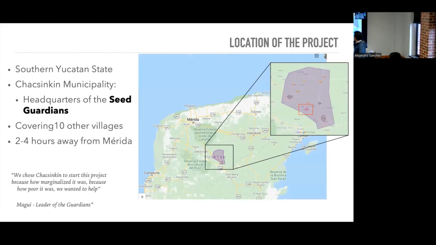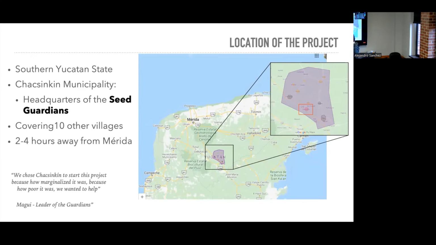Like I said, southern Yucatán state. This is the Yucatán Peninsula. From here is Yucatán, is Campeche, and my location is here, 2 to 4 hours away from Mérida. Why do I say 2 to 4 hours? Because if you're driving a private car, it's 2 hours, but if you're taking a bus, it's 4 or more hours, because there's basically one road, and the bus stops at every village from here to Mérida.